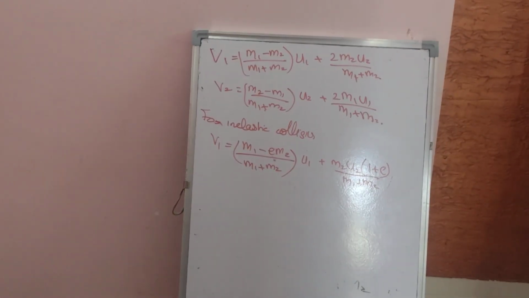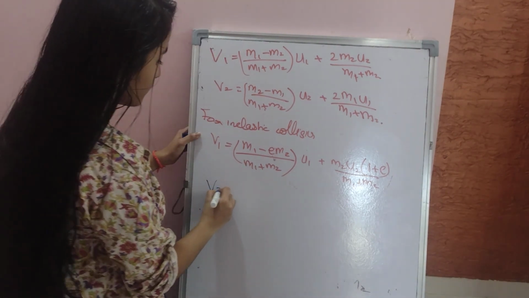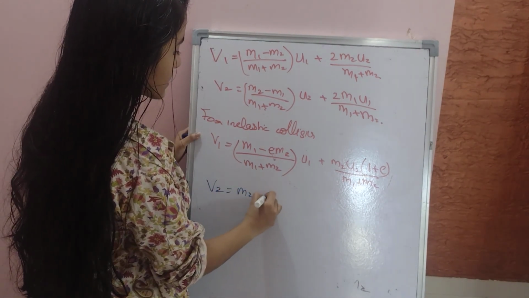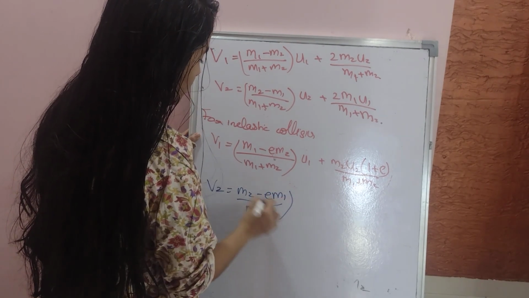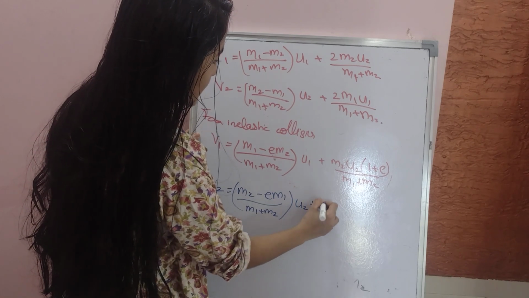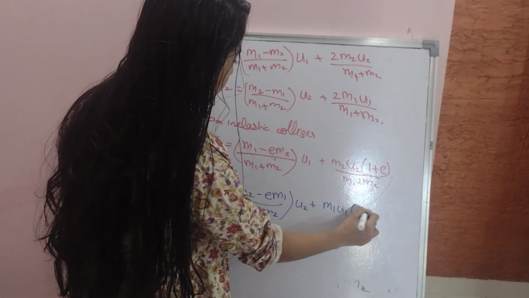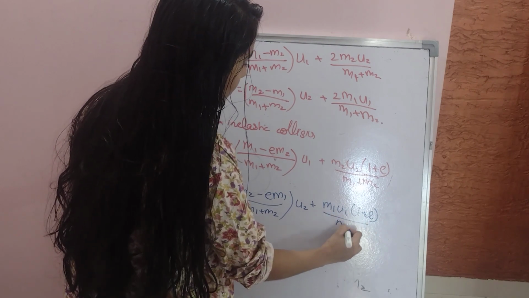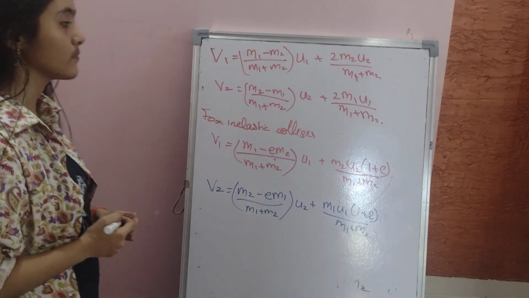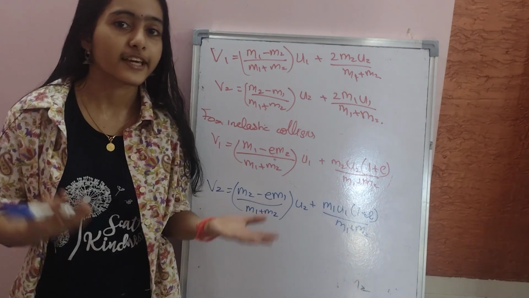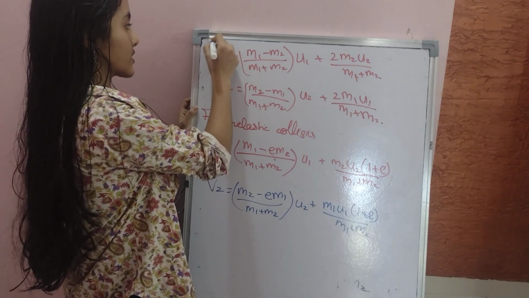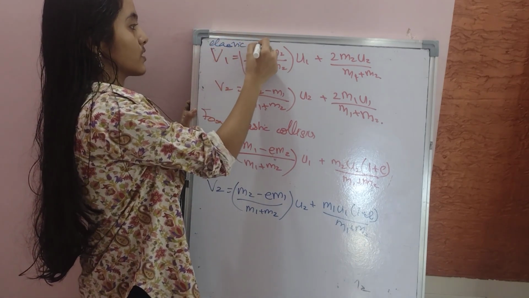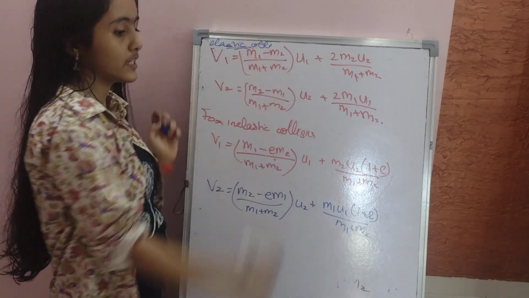So for the v2 equation, we just have to reverse it: m2 minus e m1 divided by m1 plus m2 into u2 plus m1 u1 into 1 plus e divided by m1 plus m2. So tada, we get the final velocities v1 and v2 for elastic collision as well as for inelastic collision.